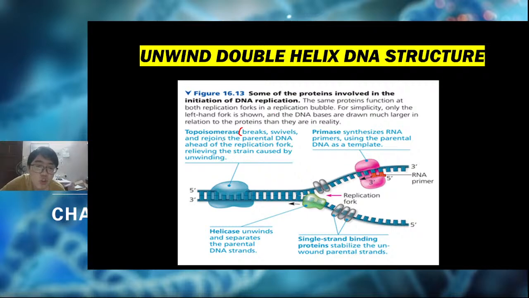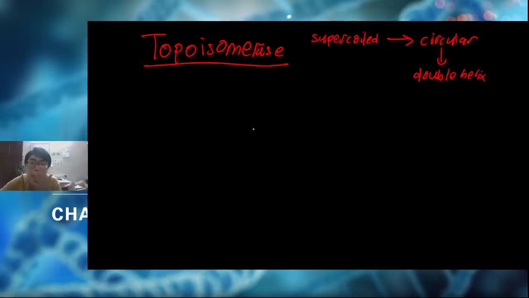...and rejoin the parental DNA ahead of the replication for relieving the strain caused by unwinding. Dia cakap apa? If you see this, you maybe tak faham lah. First time I read this sentence, I also don't know what it means. Actually, if you know the concept like this, you will know already.